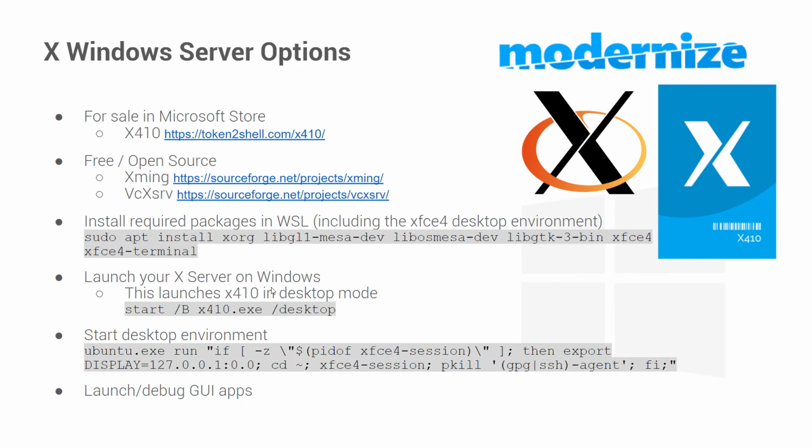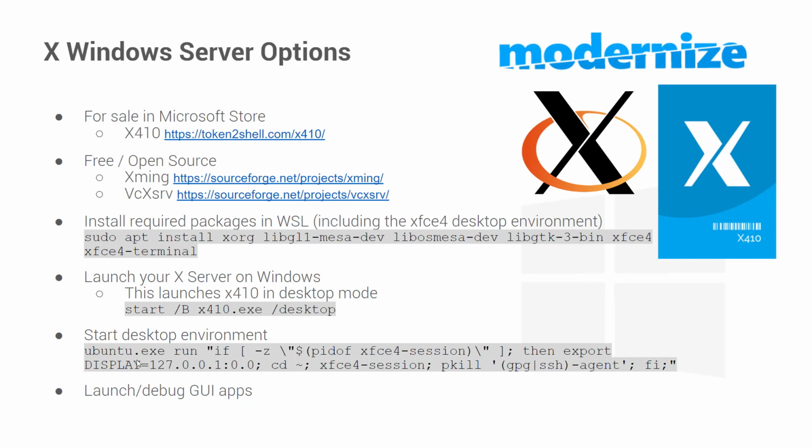Then you launch your X server on Windows. This launches it in desktop mode. The start /B means do it in the background. Actually, start means do it in the background. /B means don't display the window. And this puts it in desktop mode. You can run with X410 in desktop mode or floating windowed mode. So floating window means each application you launch will have its own window, whereas desktop mode gives you the full Linux desktop experience. And then here's a script for launching Ubuntu.